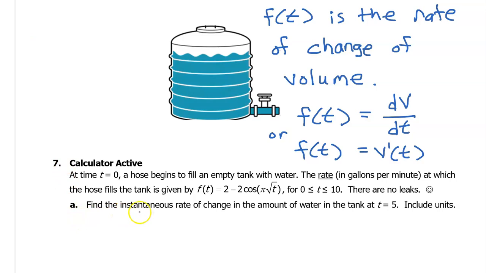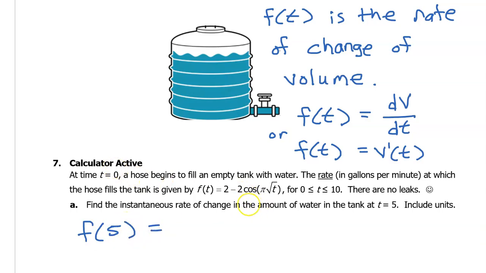Part A. Find the instantaneous rate of change of the amount of water in the tank at t equals 5. So they are asking us to find the rate of change of the water, meaning the rate of change of the volume. Well, that's just f of t. So all they are asking for is f of 5.